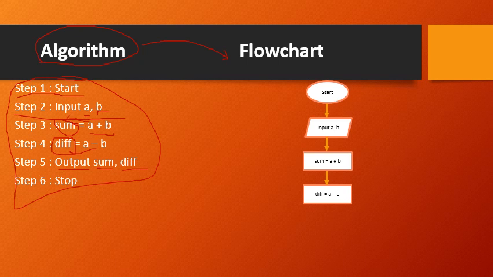So the next step is what? Step number 5 is output. Output means I need to show the results. Again for the output operation there is a shape which is the same as the input shape, that is a parallelogram. So again an arrow, then a parallelogram. Within the parallelogram I can mention output sum, comma, diff.